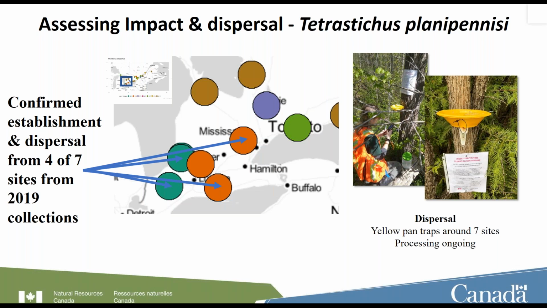This is just a picture on the right showing the pan traps that we were using to assess dispersal of the parasitoids, and we're still in the process of going through these samples from 2019 to see how many sites actually had those parasitoids. And then independently, we've also been able to confirm dispersal of some of the parasitoids from our site up near Sault Ste. Marie. We've actually been able to find them right in the Sault. So they've been out there establishing for a couple of years and moving across the landscape, which we think is good news.